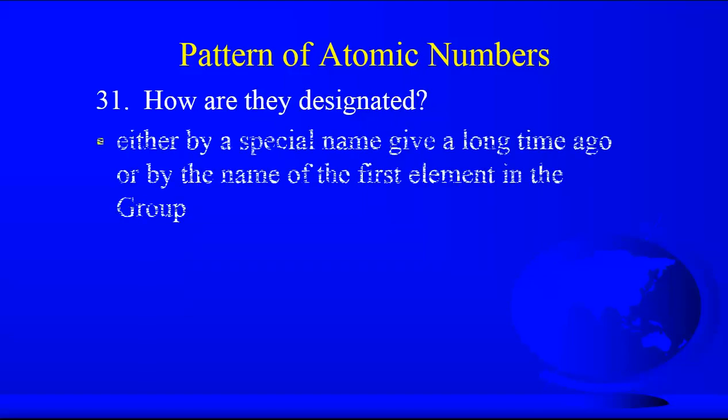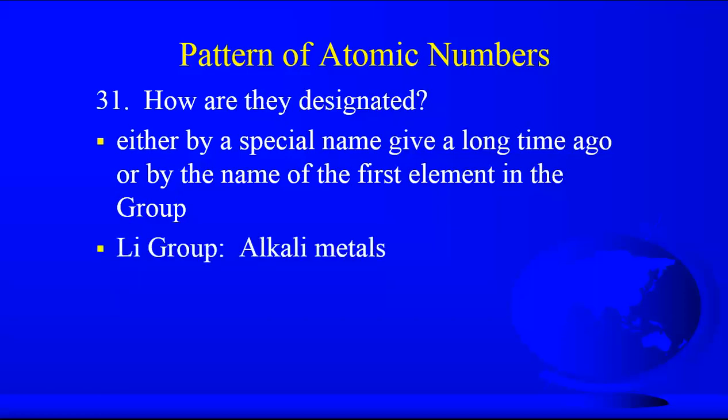So the best way to designate them is by using either a name that is used to describe the whole family, or by using the first name of the element on that column. For example, the lithium group is also known as the alkali group. The beryllium group is also known as the alkaline.